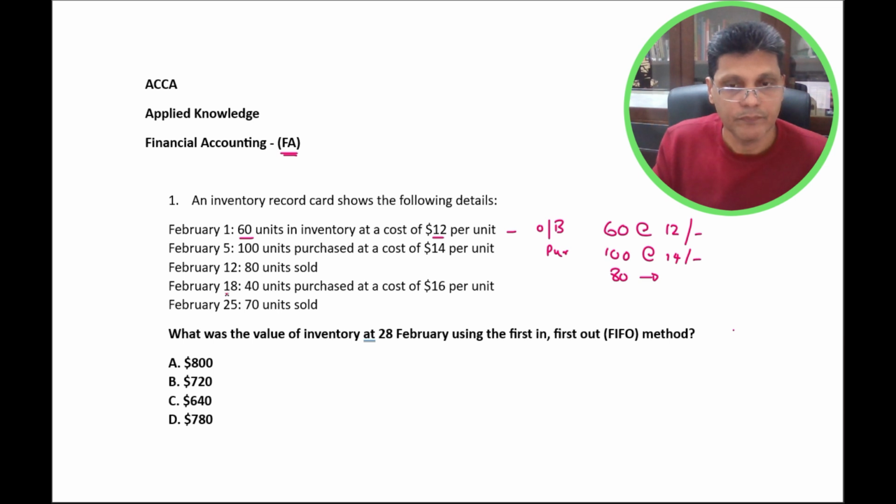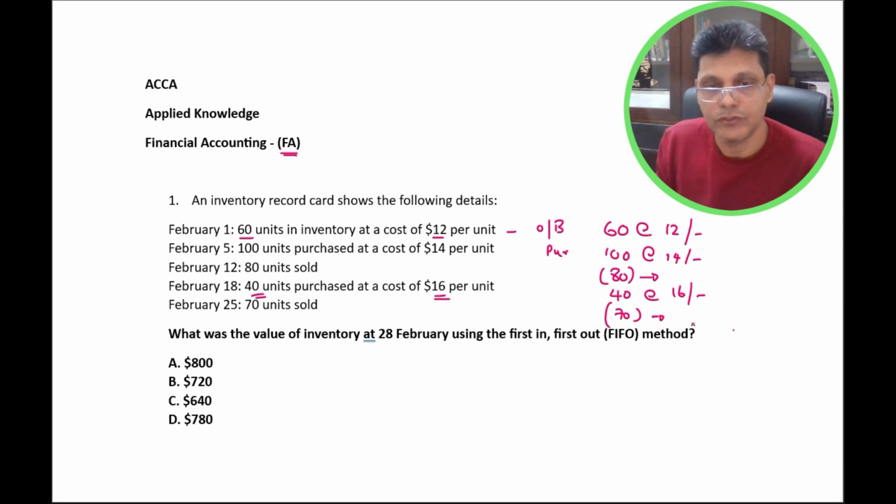Then on 18th February, 40 units purchased at 16. This is the purchase again, 40 at the rate of 16. Then again 70 units were sold. Again we need to identify the stock valuation method, and based on that we need to issue.